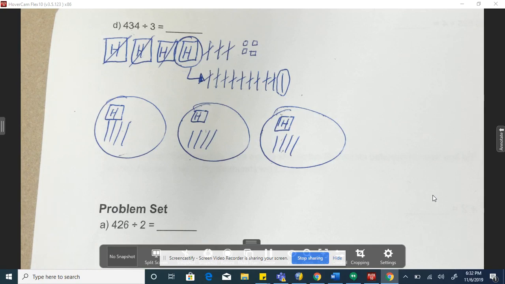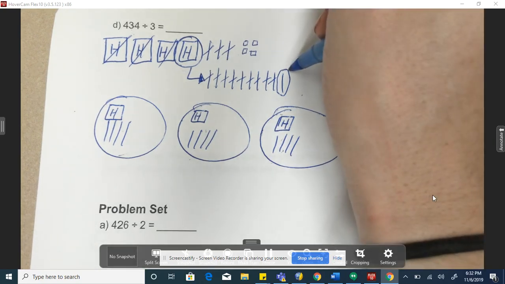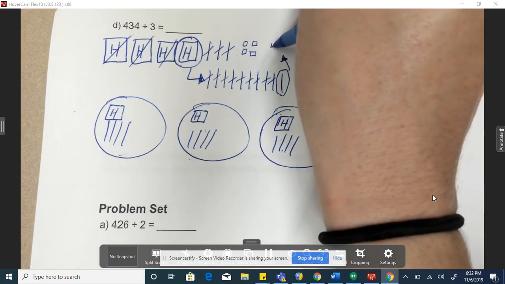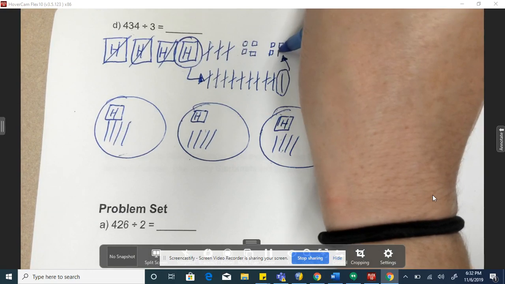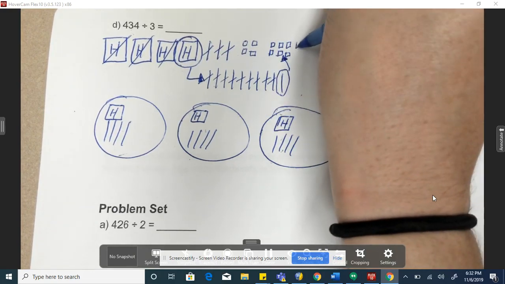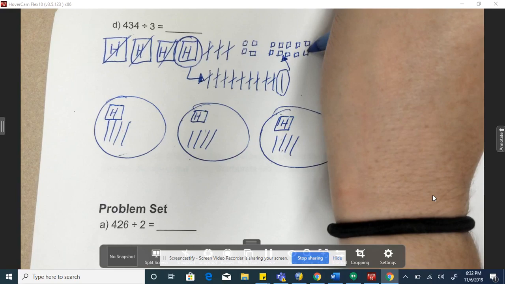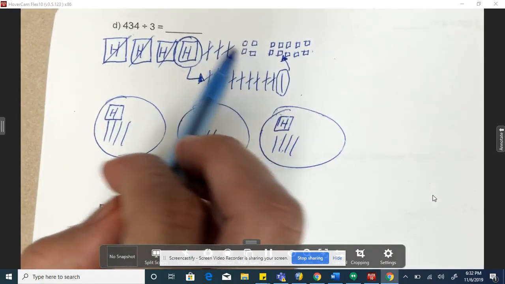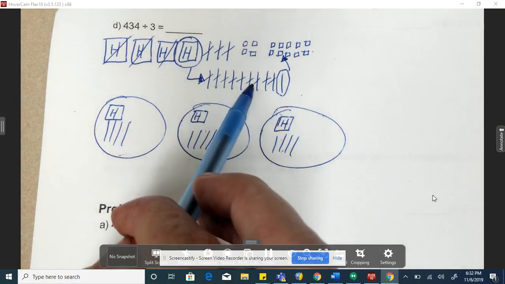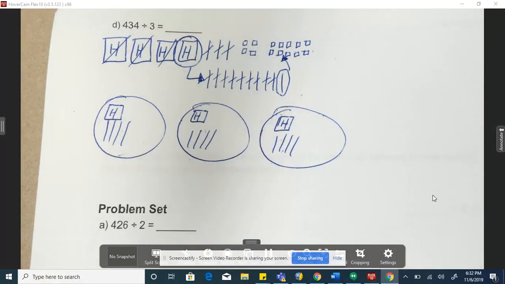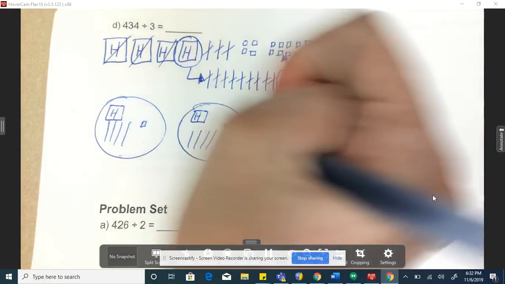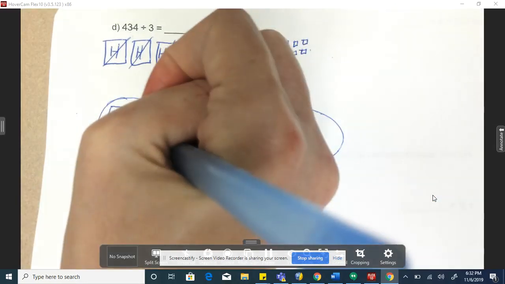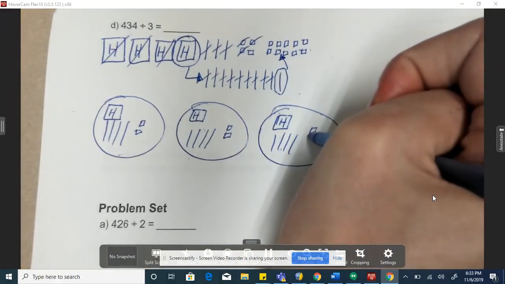I know that 10 ones is the same as 1 ten, so I'm going to regroup this 1 ten into 10 ones. I'm going to draw 10 ones here. So now I have my 10 ones that I regrouped, my 4 ones that I had already had. I have a total of 14 ones. I'm going to start by distributing them evenly between each of the 3 groups. I've used 3 ones, so I'm going to cross out 3 of the ones. I'm going to continue to redistribute these.